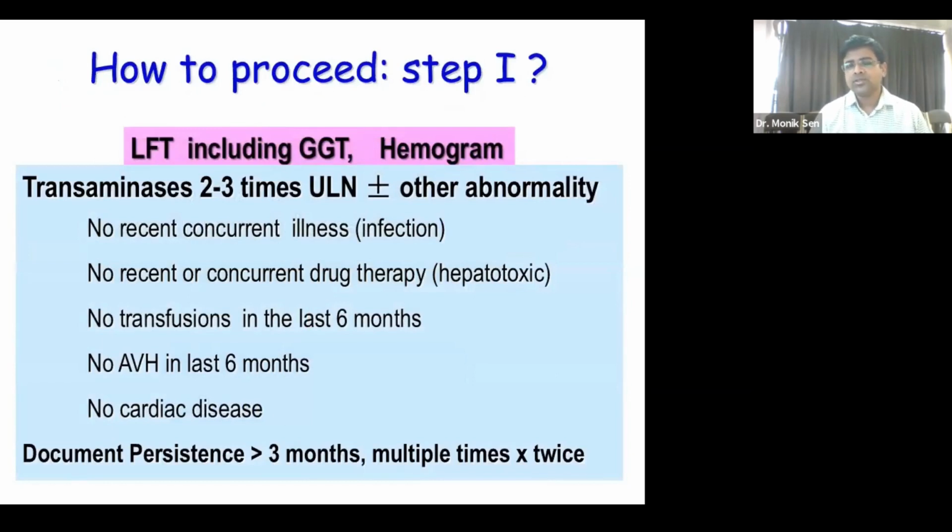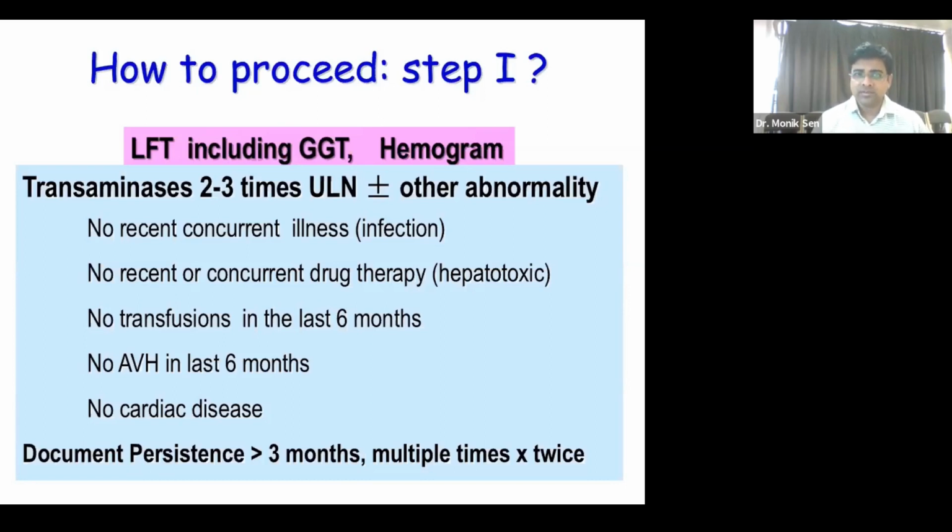The first step is to do a complete liver function test, including gamma glutamyl transferase. You see, GGT is a very important investigation in the LFT because GGT elevation suggests that there is a biliary block somewhere, a biliary pathology going on. Conversely, a very low GGT can also be found in conditions such as progressive familial intrahepatic cholestasis. And you need a hemogram. The hemogram will tell you whether there are features of hypersplenism or any other issue.